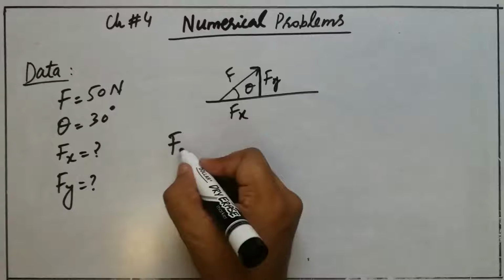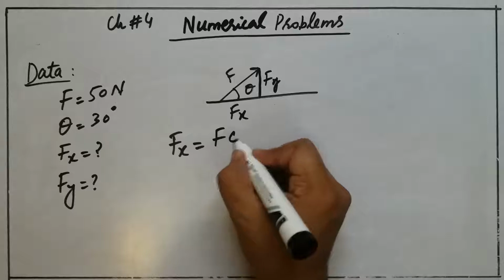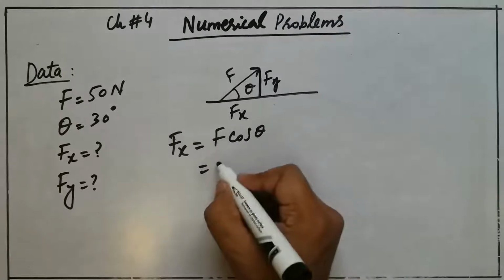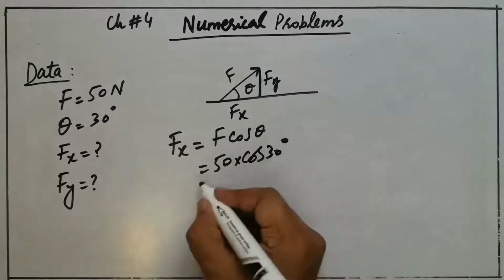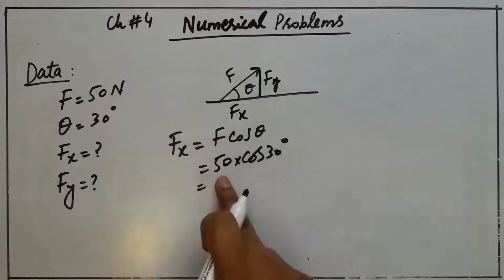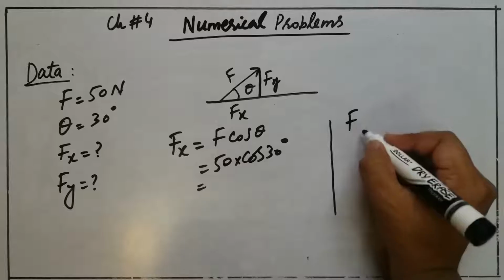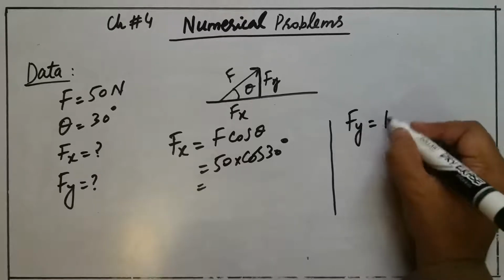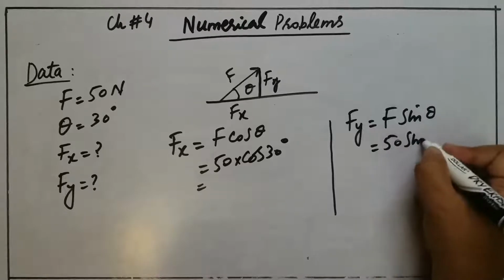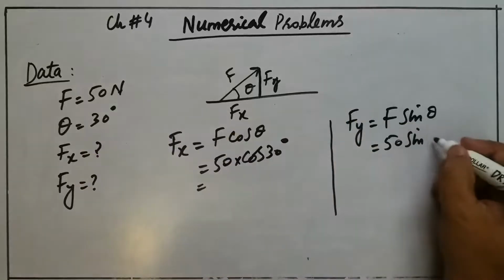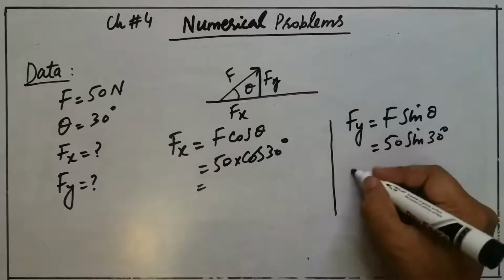So first of all, for the x component, meaning the horizontal component, we can use the formula F cos theta. The value of the force is 50, and theta here is 30 degree. You have to take the cos of 30 and multiply with 50, and we will get the horizontal component. And for the vertical component Fy, we are going to use the formula F sine theta. The value of the force is 50, and we have to take the sine of 30. Take the sine of 30 and multiply with 50, and we will get the answer for the y component.